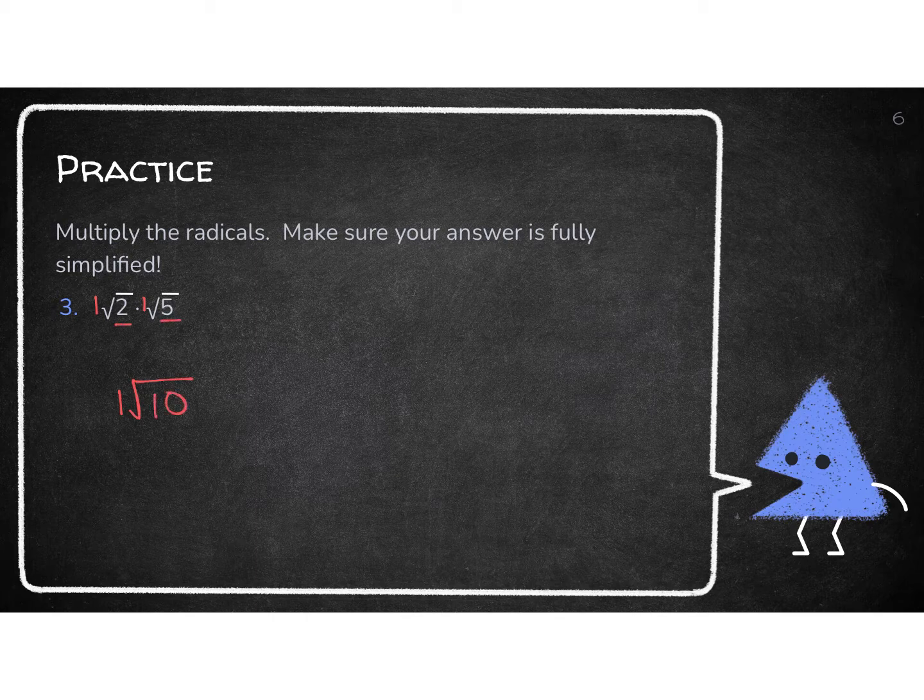And especially important when you're multiplying, double check: can I simplify the square root of 10? In this situation, I cannot, so you can leave it like this, or you can write 1 square root of 10 or square root of 10. They're both the same answer.